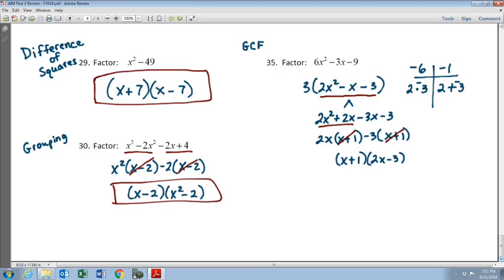Now don't forget there's another factor. We had pulled out a 3 at the very start. Let's bring that 3 down. We get 3 times x plus 1 times 2x minus 3. Now if you wanted to go backwards to check this, you could FOIL these two here. And then once you do that, distribute the 3. So first of all, you get to what we have here, and then distribute the 3, and you'll get the starting part, the 6x squared minus 3x minus 9.